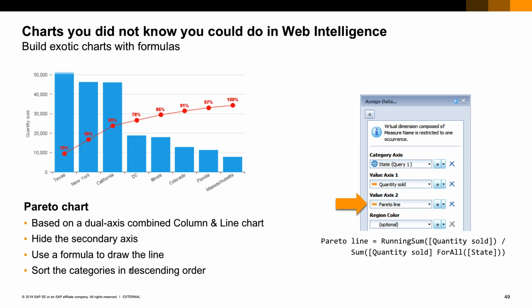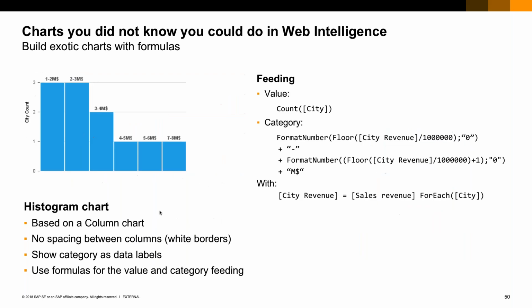You have your Pareto chart, and Pareto charts are really good to see how much each category participates in the overall value you want to show on the chart. Typically here you can see that with the first three states, Texas, New York, and California, you get 69% of the overall values. So that's a good chart for that.